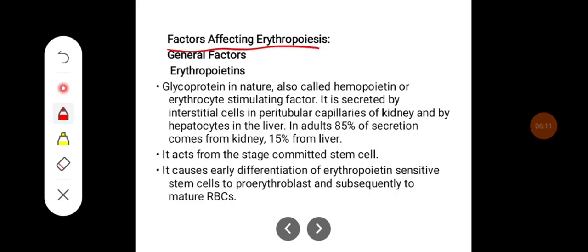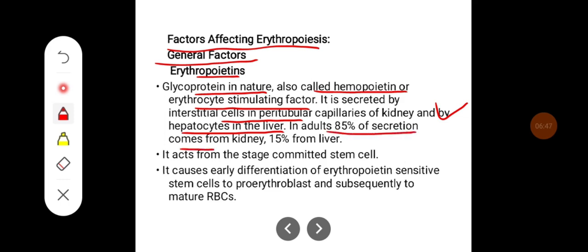The factors affecting erythropoiesis can be general factors, hormonal factors, and maturation factors. General factors: erythropoietin. Erythropoietin is a glycoprotein in nature and is also called hemopoietin or erythrocyte stimulating factor. It is secreted by the interstitial cells in the peritubular capillaries of the kidney and by hepatocytes in the liver. Nowadays, it is thought that it is produced from the juxtaglomerular cells of the kidney. In adults, 85% of the secretion comes from the kidney and 15% from the liver.